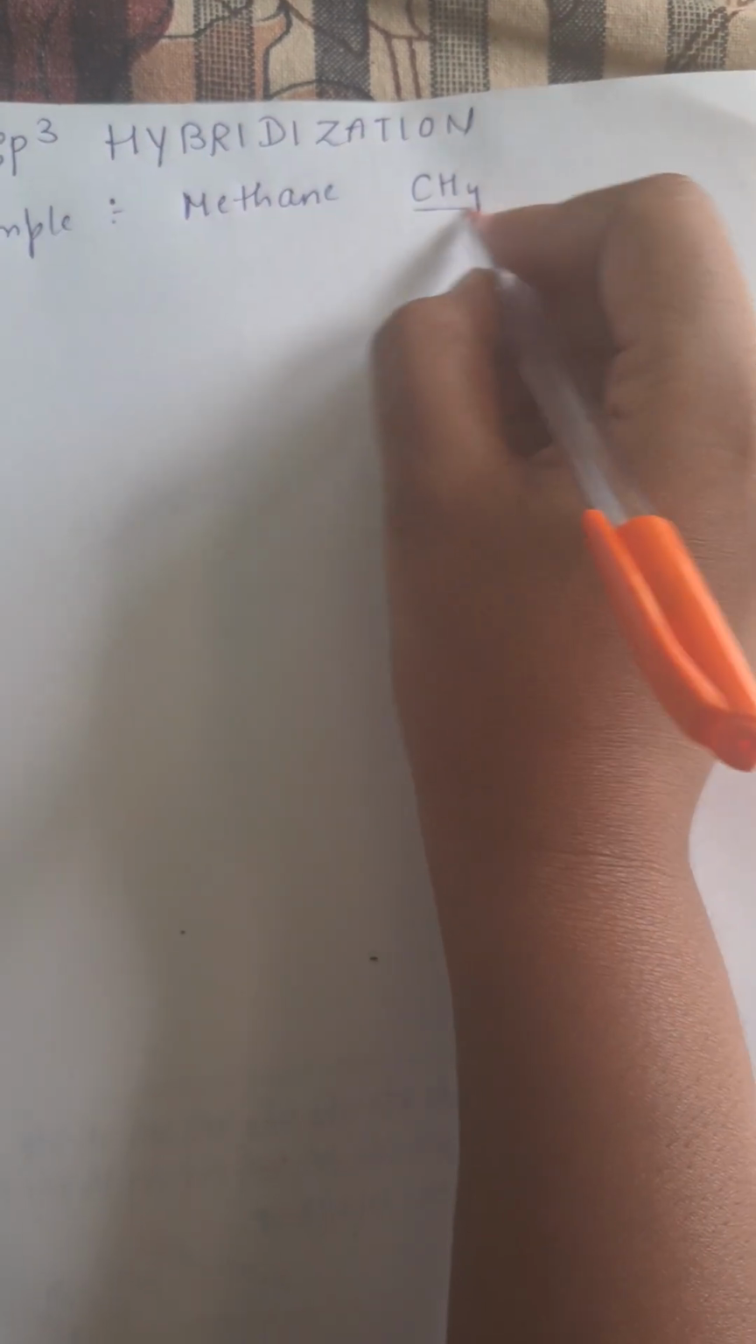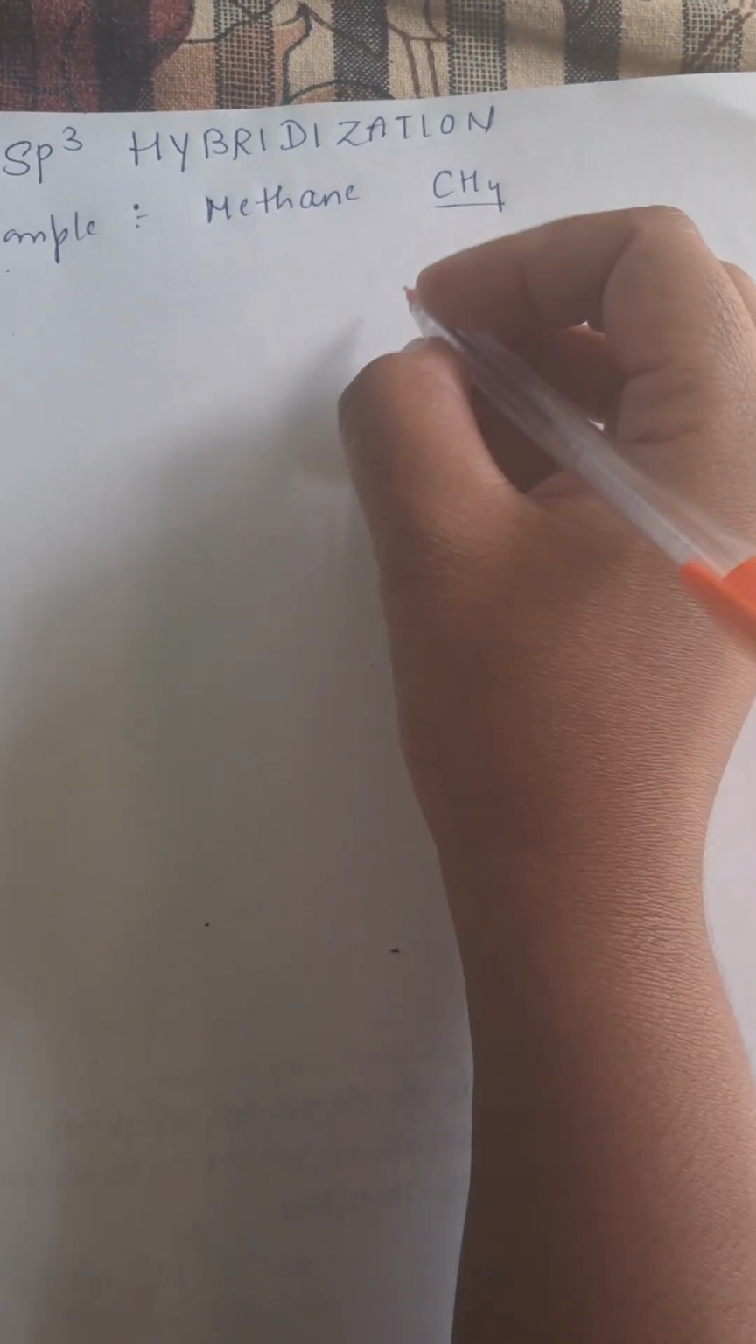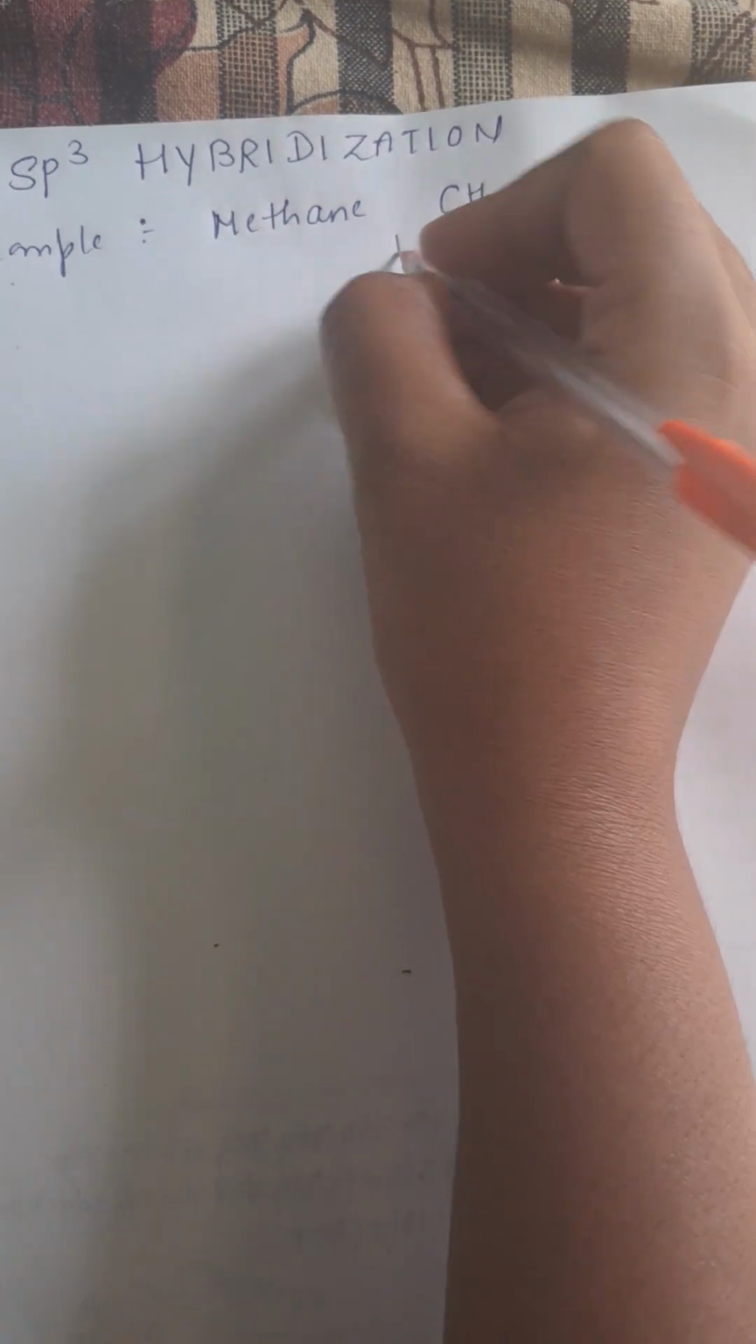Hello everyone. So today we will be discussing sp3 hybridization by taking the example of methane. If you see the formula, we have one carbon atom and four hydrogen atoms in the terminals. In the structure, the carbon will be in the center and we have four hydrogens in the corners. And the type of bonding expected in methane is covalent bonding.